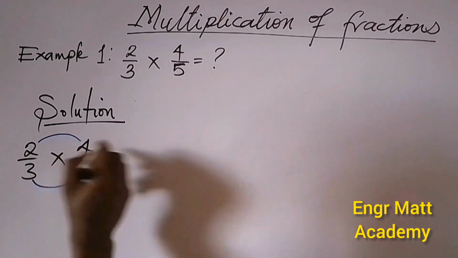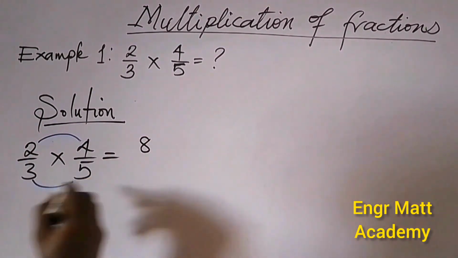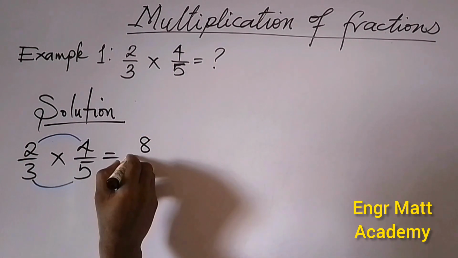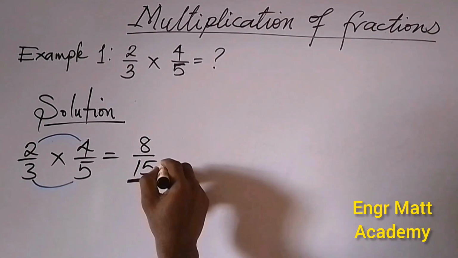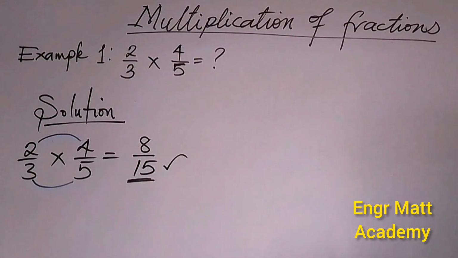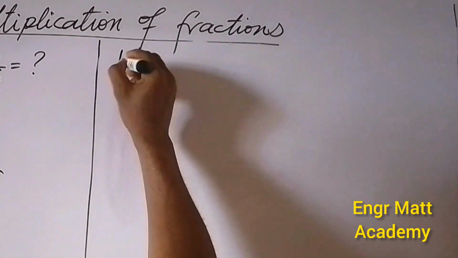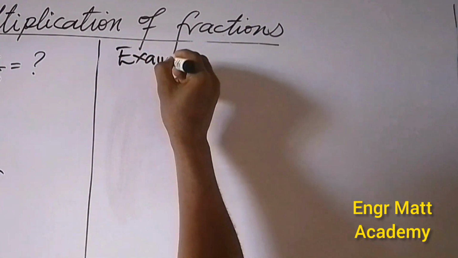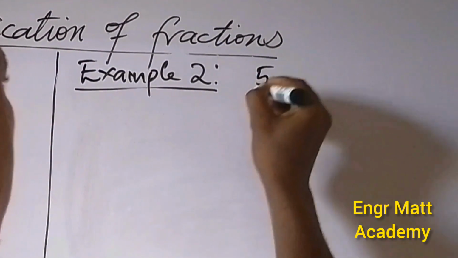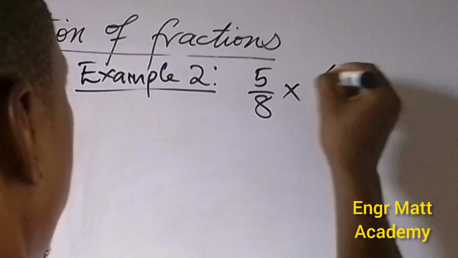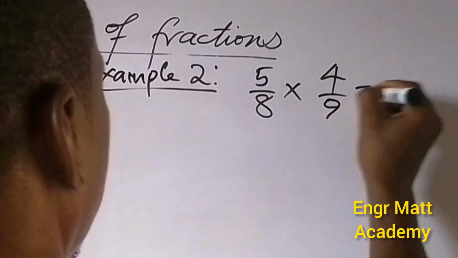2 multiplied by 4 is 8. 3 multiplied by 5 is 15. And that is the answer. Quite easily done, right? Let's look at example 2. 5 over 8 multiplied by 4 over 9.